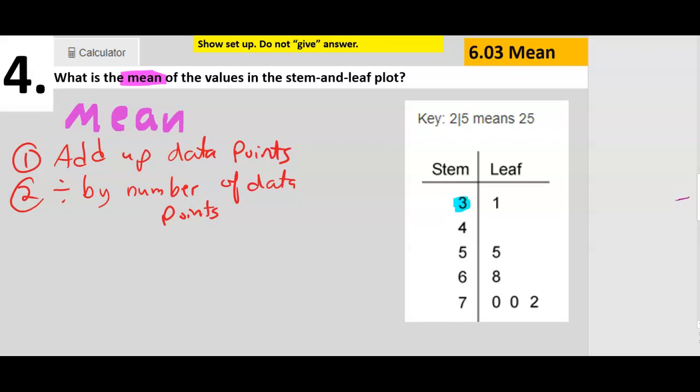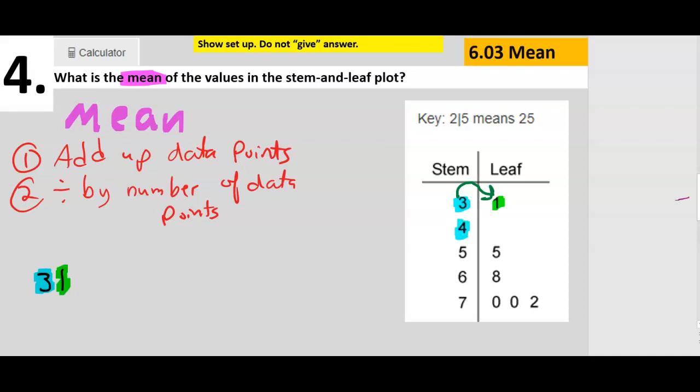Okay, let's go to the leaf. 3 to the 1, here's the leaf. So all we do is we write down a 3 in our blue and write down the 1 as our leaf. 31. I'll pick a color for the leaf. We will make it green. Yes. Here we go. Blue and green. Go to the next one.